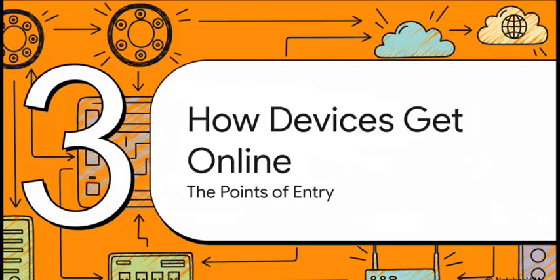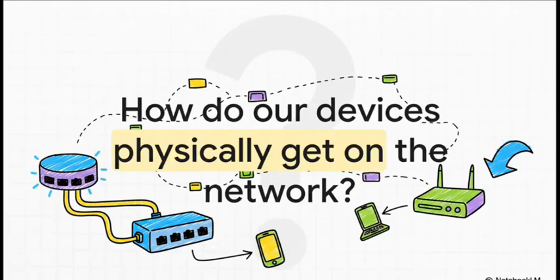So we've built our local network with a switch, and we've connected it to the internet with a router. But how do our actual computers and phones get in on the action? Let's talk about the hardware that acts as the point of entry. Whether you're plugging in a good old-fashioned cable or just connecting to Wi-Fi, there is a specific piece of hardware inside your device that's making that initial handshake with the network.